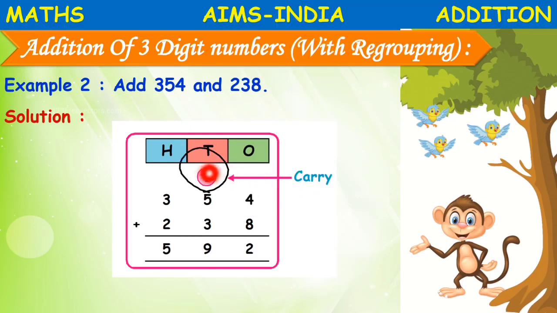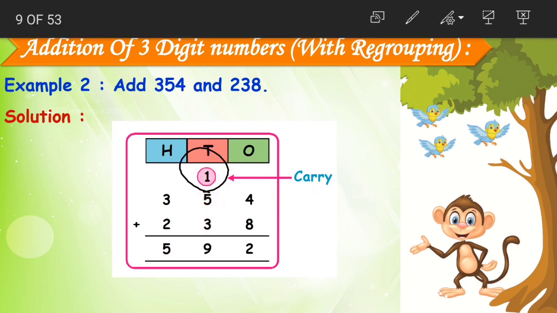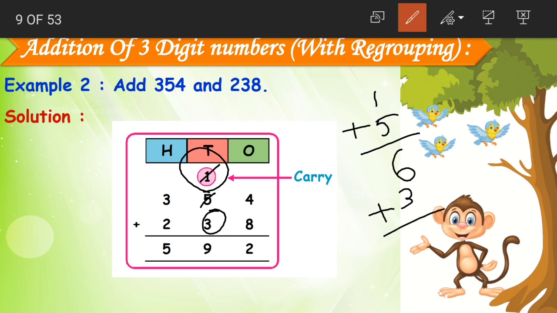Now we have 1, 5 and 3 in the tens place. 1 plus 5 becomes what? 1 plus 5 becomes 6. And then we have 3. Now 6 plus 3 becomes, after 6 we have 7, 8, 9. Yes. So 1 plus 5 plus 3 becomes 9.